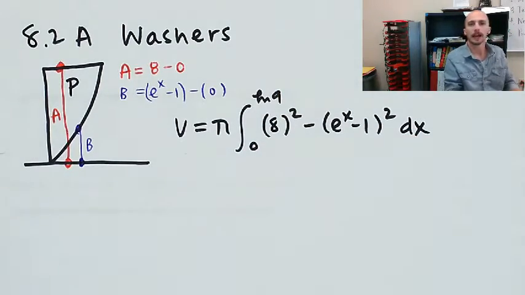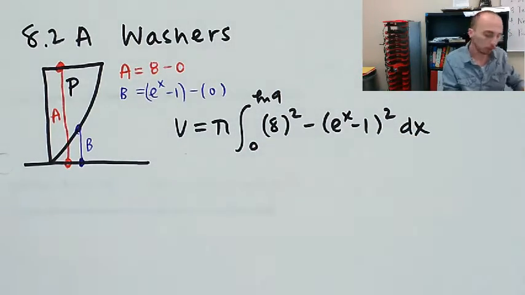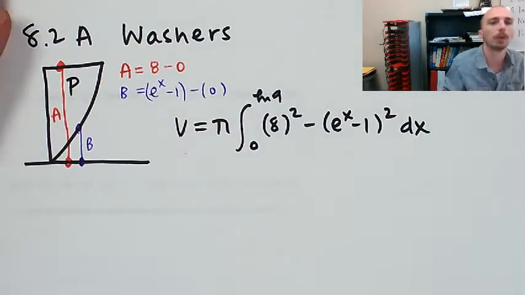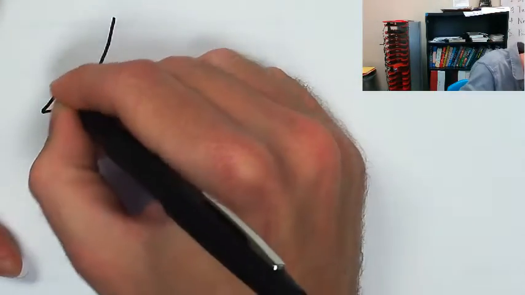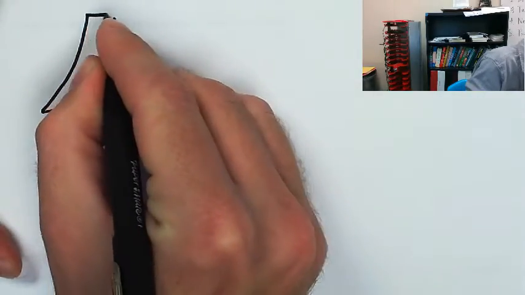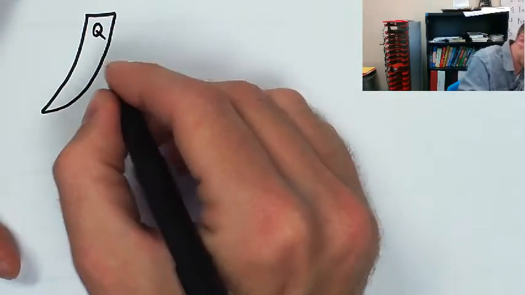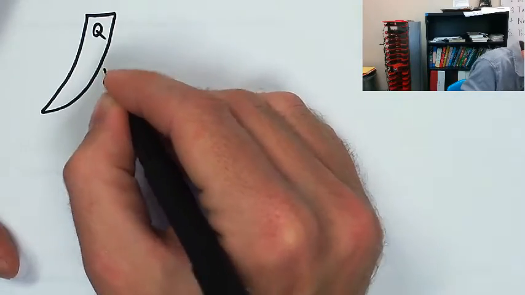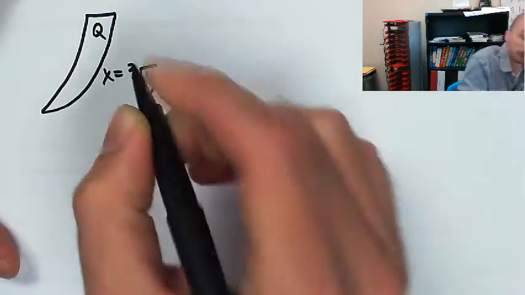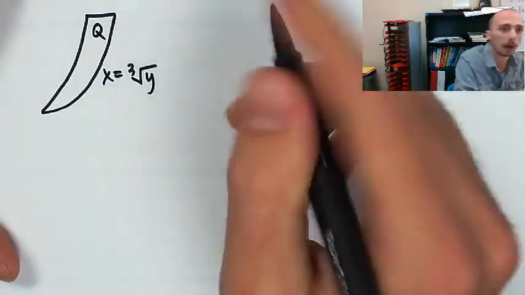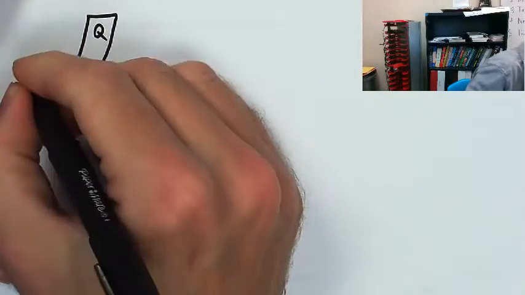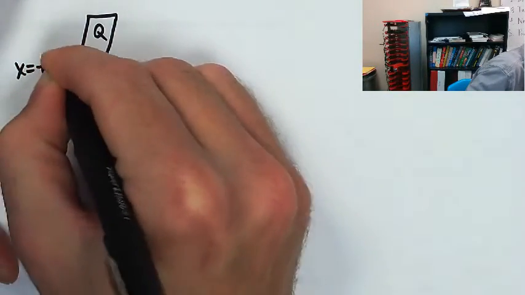If I'd asked to rotate Q around the y-axis, this would also be a washer scenario. Okay. So I'll do that and this. Okay, that's Q. And I've already done the work to say that this is x equals cubed root of y. If you don't understand where I got this, you need to just rewind and watch me solving for that. And then this is x equals the log of y plus 1.